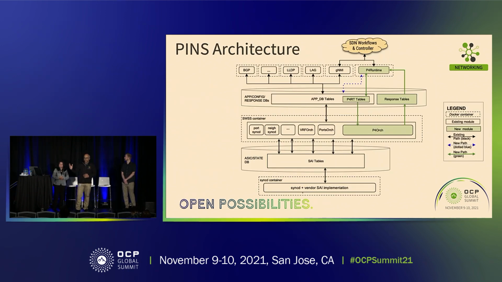So left side of the picture is probably very familiar to you. It's Sonic, applications at the top, Swiss and Orchagents in the middle, and SyncD at the bottom. On the right, let's start from the top. We have SDN controller running its multiple workflows, computing what needs to be programmed in each and every switch, and sending that information through gRPC to P4Runtime. P4Runtime is a new app.